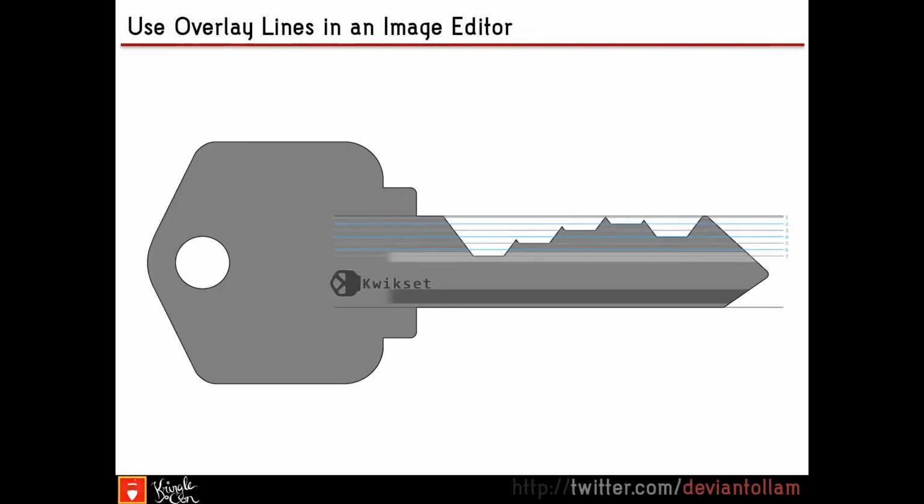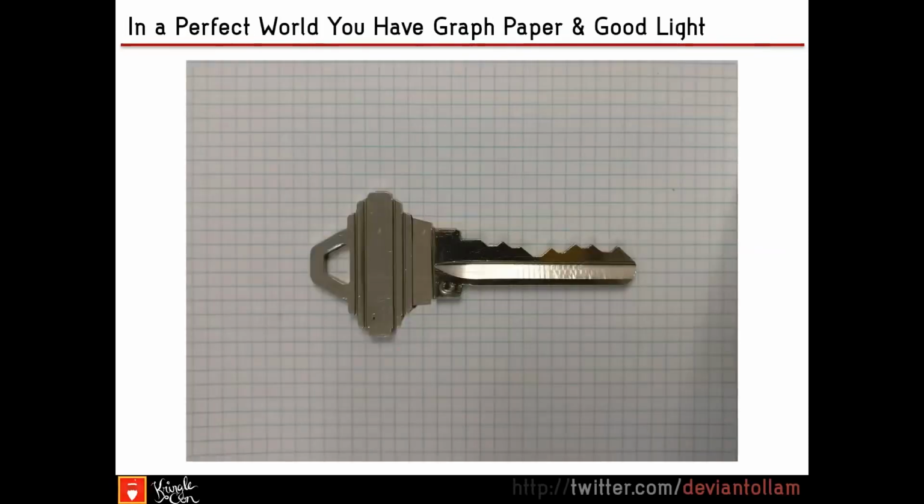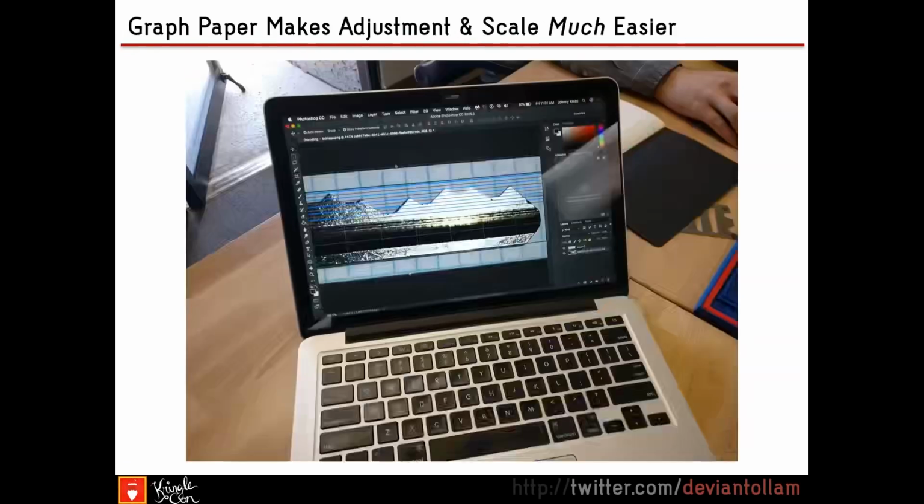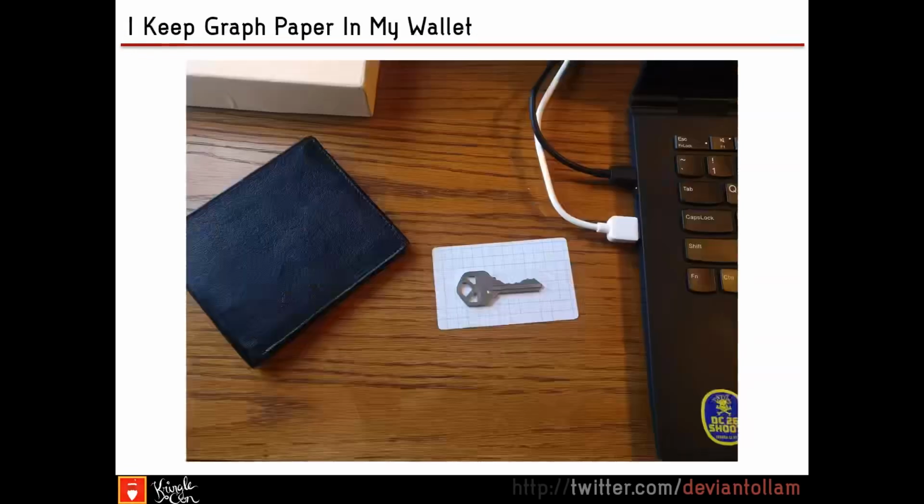relative to one another. Now, in a perfect world, you would have some graph paper behind the key, really nice lighting. A sharp, crisp photo like this is something you can import into an image editor like Photoshop or GIMP. It will make adjustment and scale much easier. For this purpose, I keep graph paper in my wallet. A little graph paper card you can slide under a key.